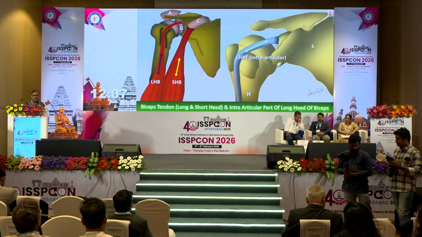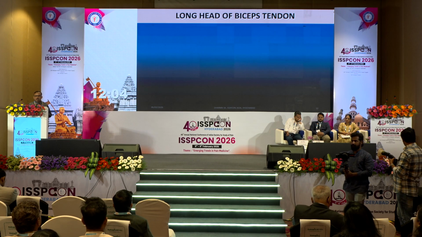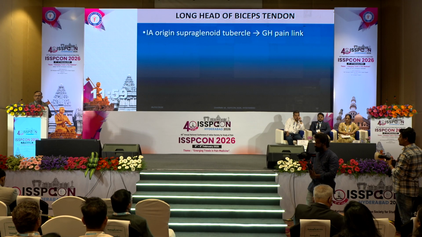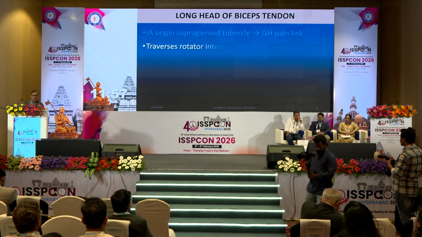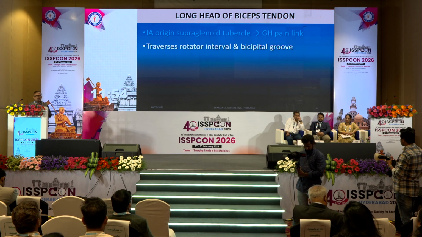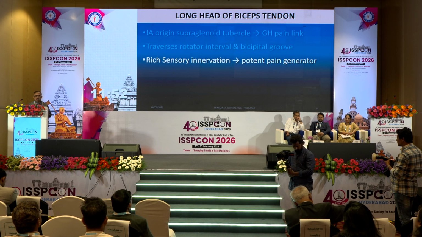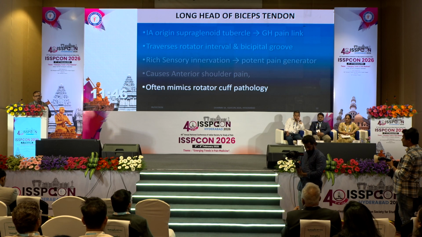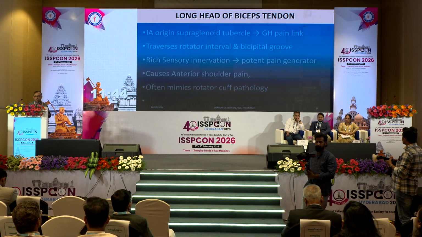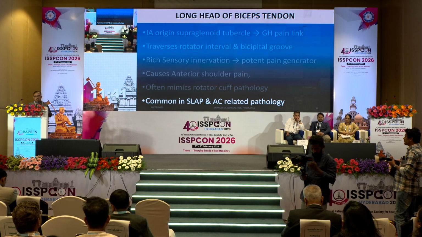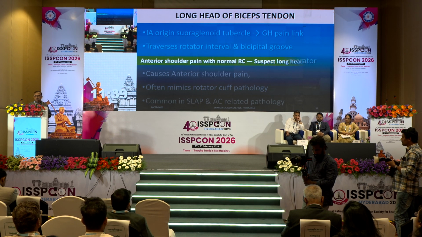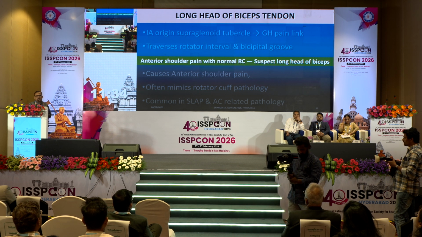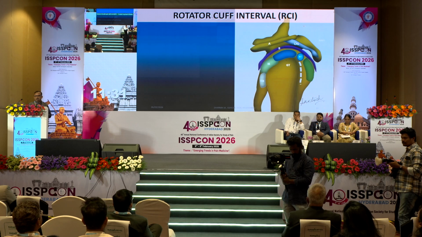Coming to the next part, the long head of the biceps tendon. This is important. Why? Because it's attached to the supraglenoid tubercle, so it's part of the glenohumeral pain link. Then it traverses to the rotator interval, importance we'll discuss later. It's richly innervated and a potential pain generator, and it often mimics rotator cuff pathology, and is also involved in SLAP and acromioclavicular related pathology. So when you think of shoulder pain anteriorly and there's a normal rotator cuff, then you suspect the long head of biceps tendon.